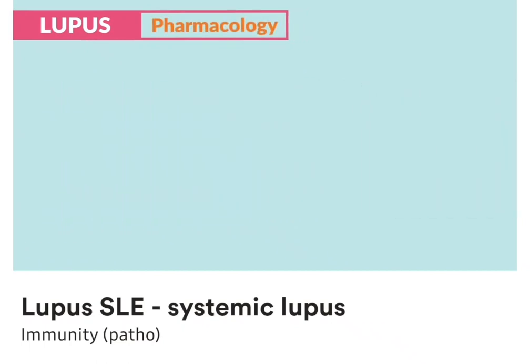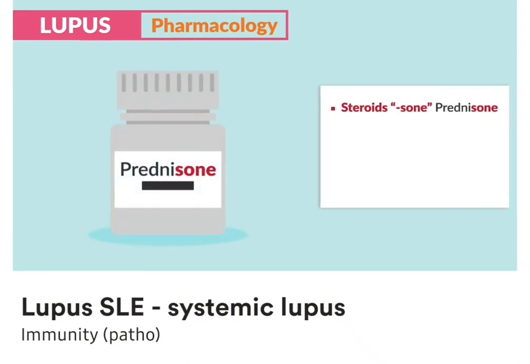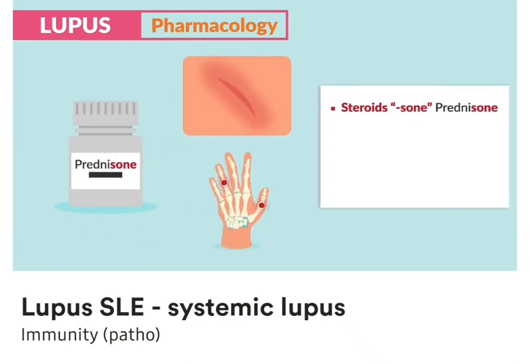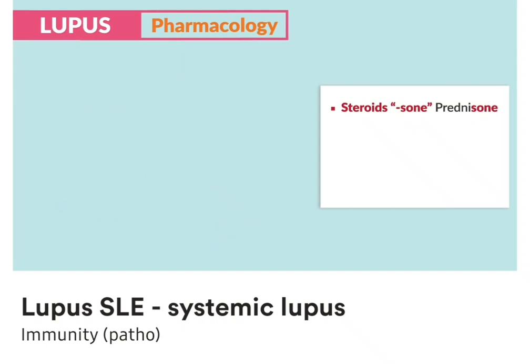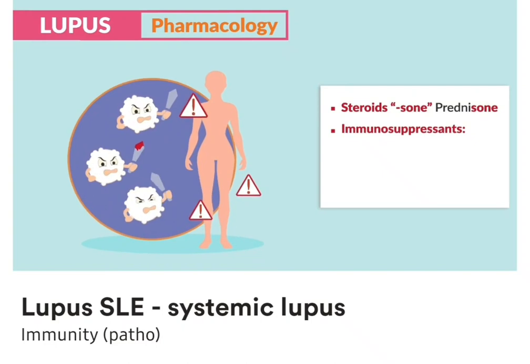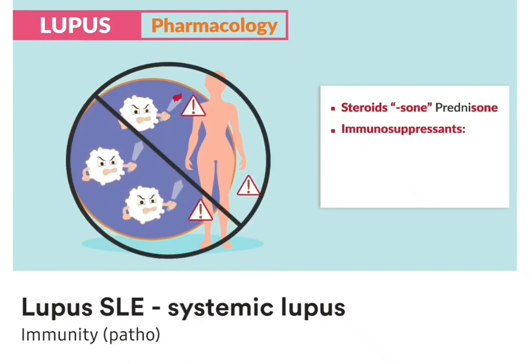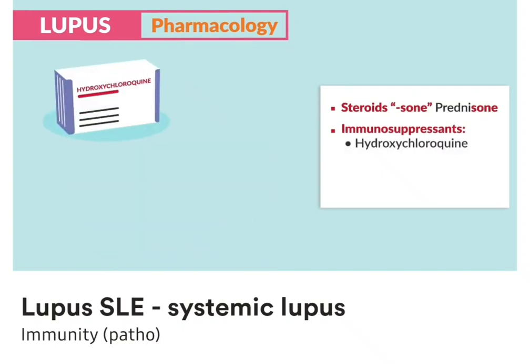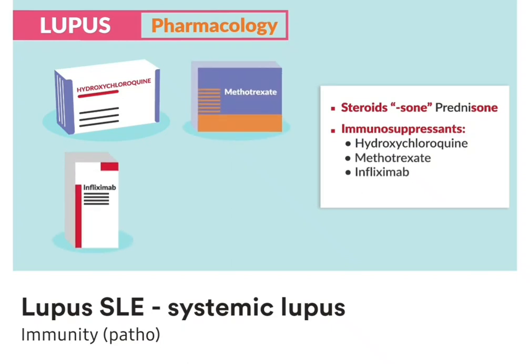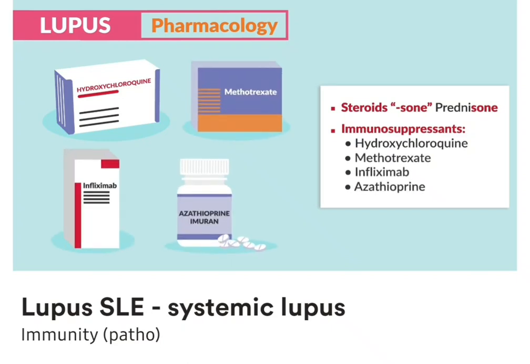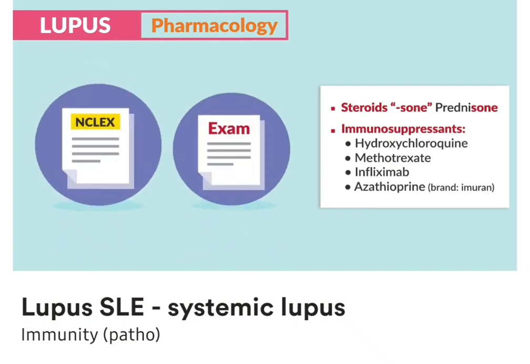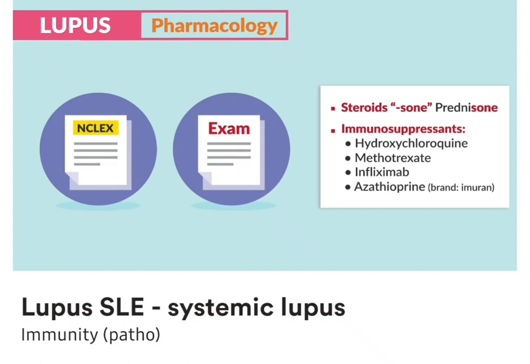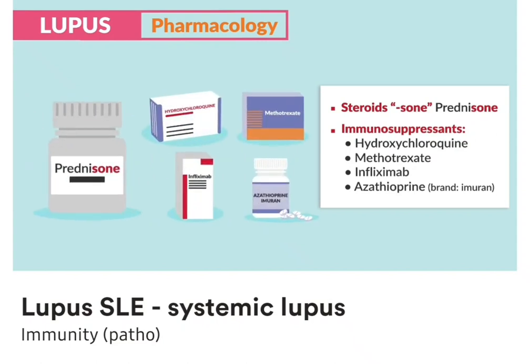Now for pharmacology, we can give steroids ending in zone, like prednisone. Steroids soothe the swollen joints and skin. But really the most tested is the immunosuppressants, which are given to help the body stop attacking itself. So we have hydroxychloroquine, methotrexate, infliximab, and azathioprine, brand name Imuran. Now, these are the need-to-knows. Exams and the NCLEX love to ask about these. So let's cover all the highly tested key points from our pharmacology master course.